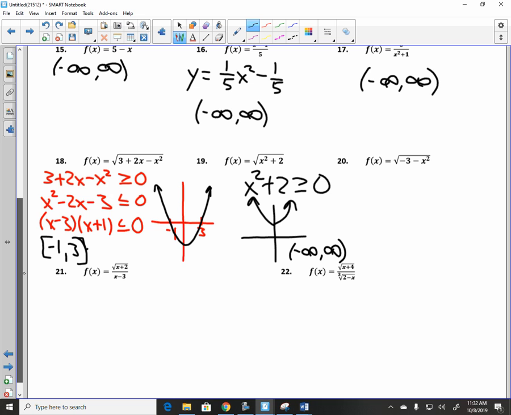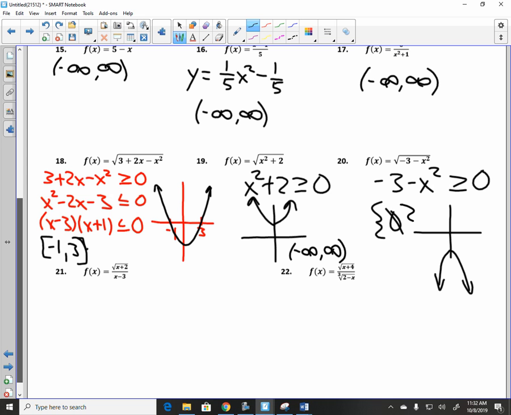Next one, I got another stinking square root. -3 - x² ≥ 0. Shoot, doesn't factor. I wish I knew what the graph looked like. Parabola, upside down, down 3 units. The question is, where is it above the x-axis? Never. There are no values for the domain. It's the empty set. Nothing available to plug in ever.